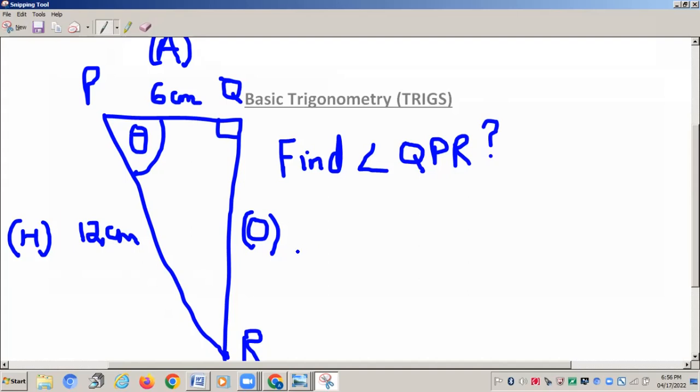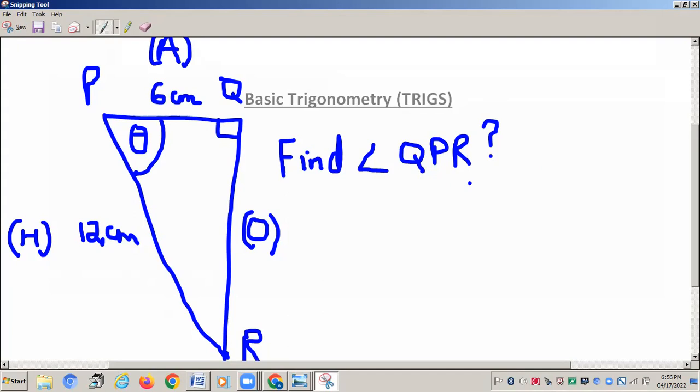Now, notice this question is asking us to find what? An angle. Anytime you are asked for an angle, they always give you two sides. Remember that. Whenever they're asking you to find an angle, they always give two sides. Whenever they want you to find a side, they normally give you a side and an angle.